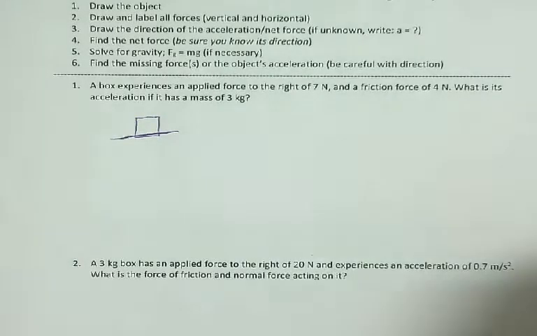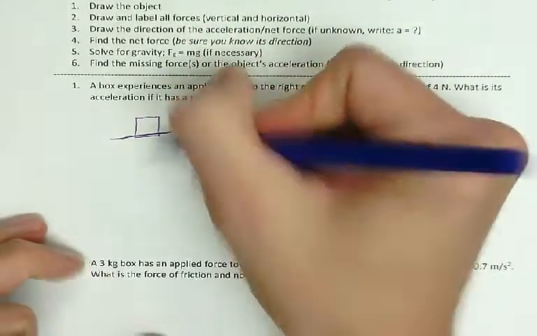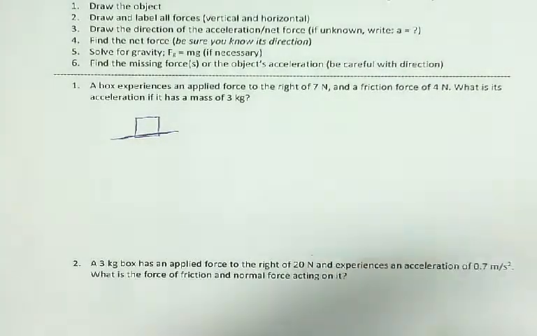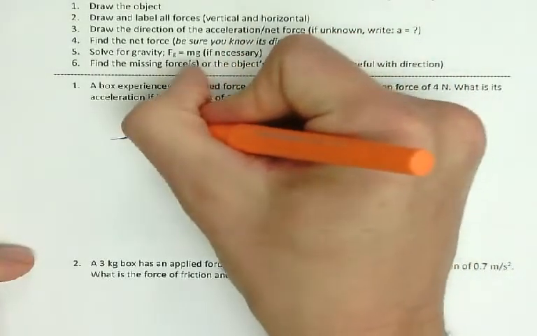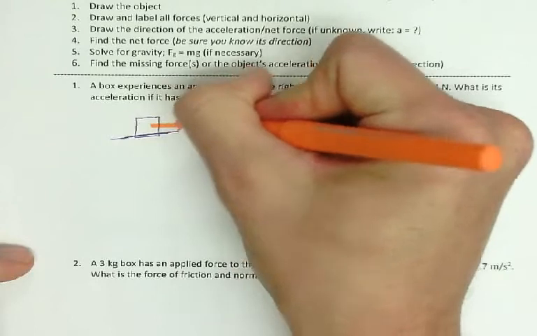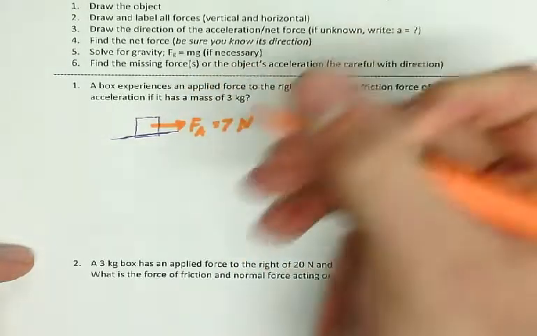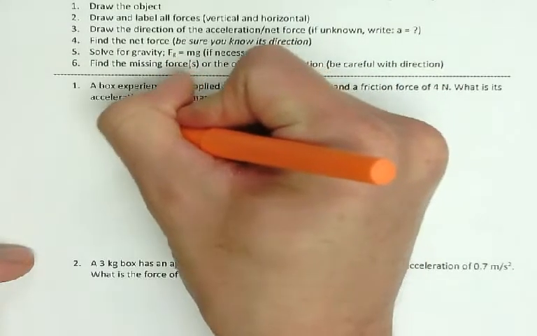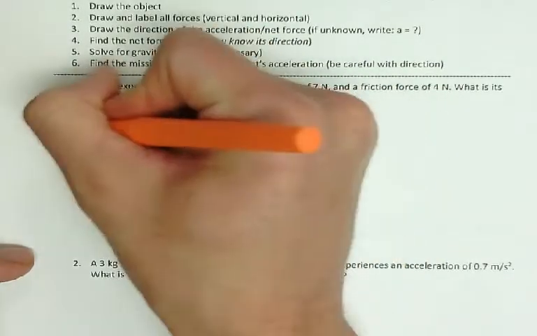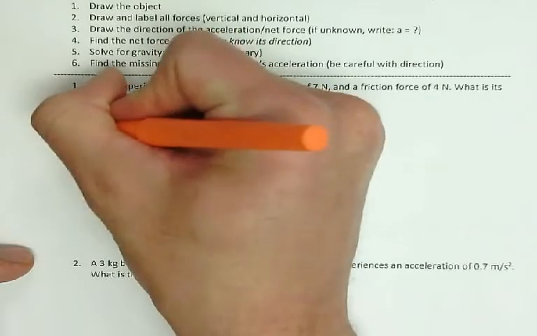Then we draw the forces. We know there's an applied force to the right. It tells me there's an applied force to the right of 7 newtons. We know there's friction. Friction is always against motion, so we're going to draw friction left. And it tells me that's 4 newtons.